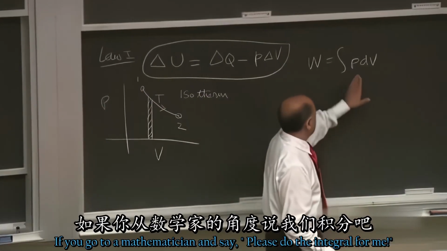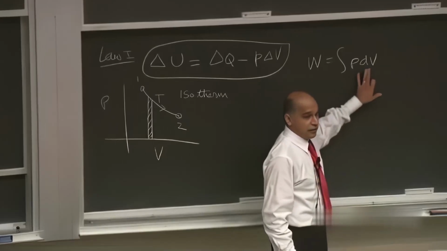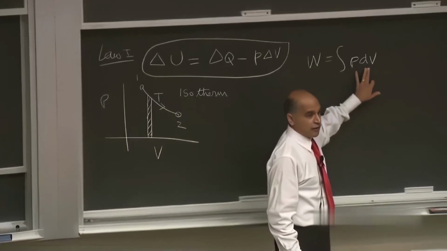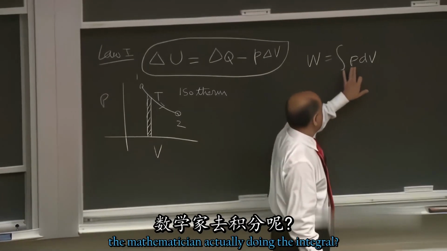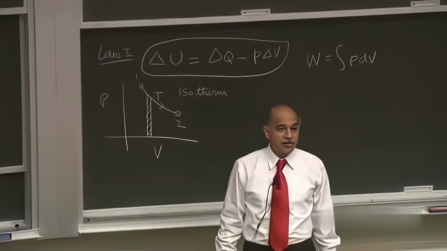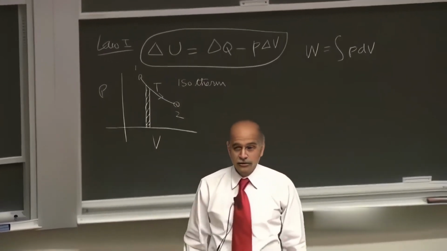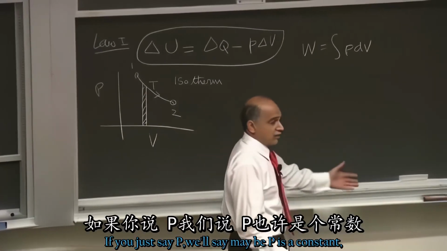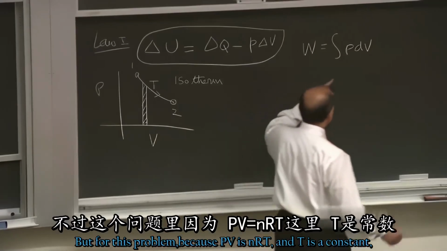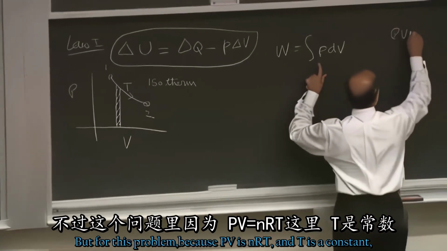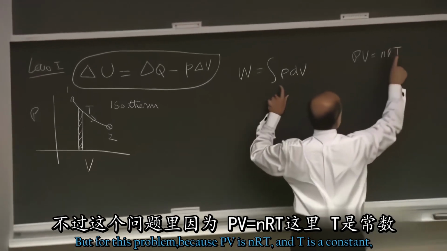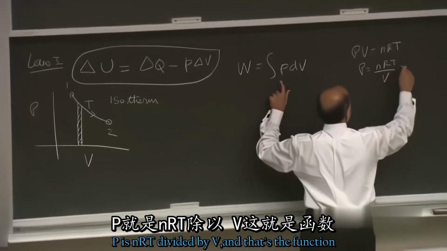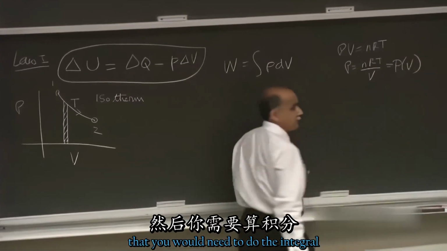If you go to a mathematician and say, please do the integral for me, can the mathematician do this? What's coming in the way of the mathematician actually doing the integral? What do you have to know to really do an integral? You have to know the function. If you just say P, maybe P is a constant, in which case I'll pull it out of the integral. But for this problem, because PV is nRT and T is a constant, P is nRT divided by V, and that's the function of V that you would need to do the integral.